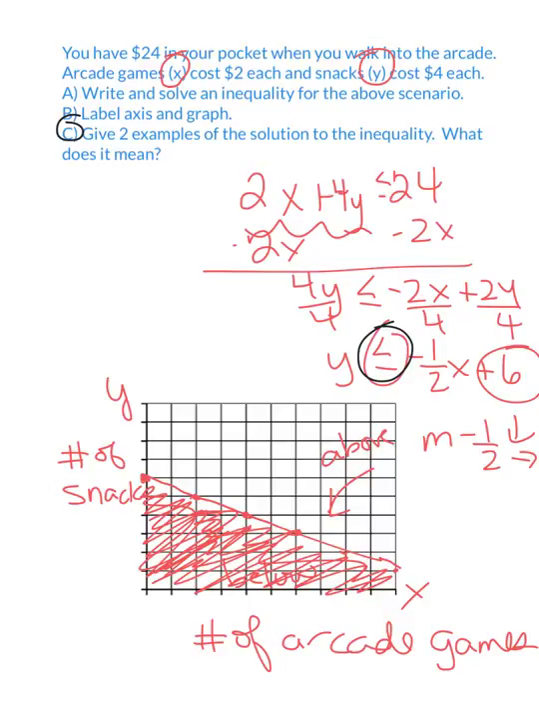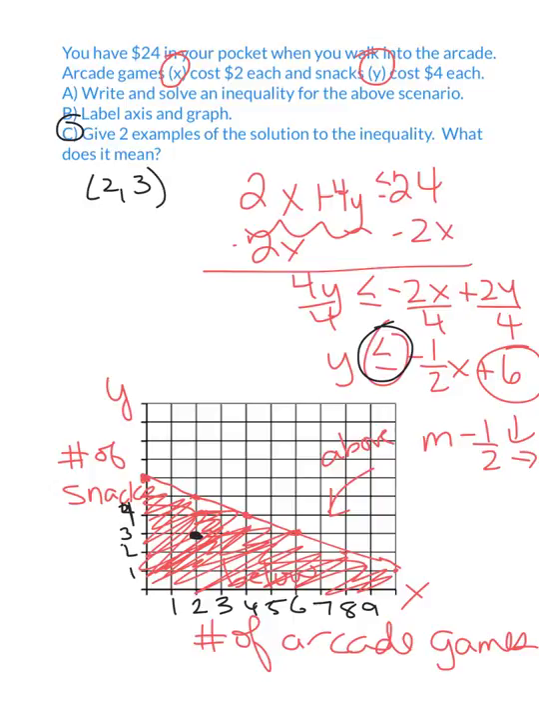Now my last part, Part C, says to give examples of the solution to the inequality and what it means. So really anything in here is going to work. I'm actually going to number this. I probably should have done this earlier, but that's okay. I'll do it now. I have 1, 2, 3, 4, 5, 6, 7, 8, 9. I'll just kind of go up and I'll do the same thing on my y-axis. Just number them so it's a little easier to see. And then I'll just make a decision. So I can have this point right here, (0, 3).